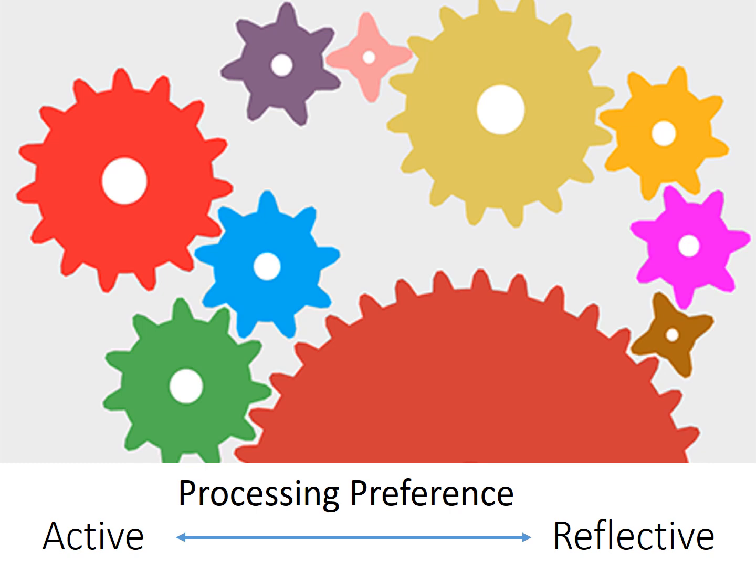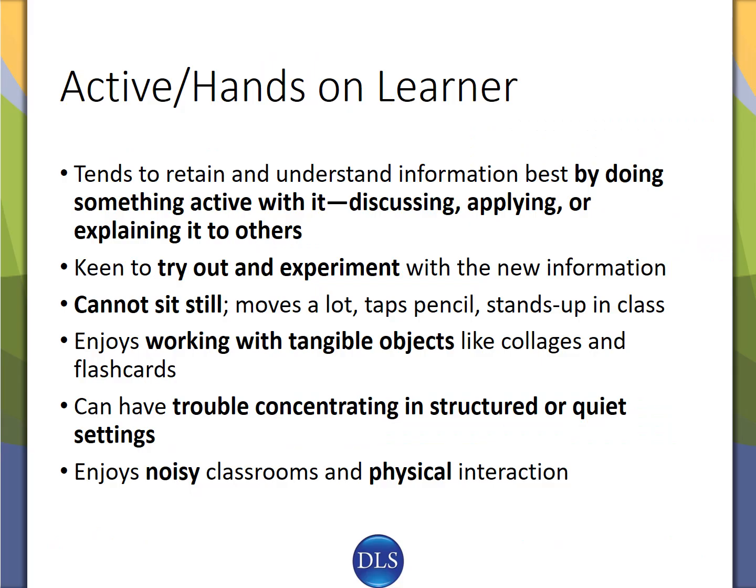First, let's discuss processing preferences. Different learners process information in different ways. Some people process information in an active way. For those people, it helps to participate in physical activities or discussions related to the material. On the other hand, reflective learners often do better interacting with material quietly or on their own. Students who prefer to process material in an active way can also be referred to as hands-on learners.